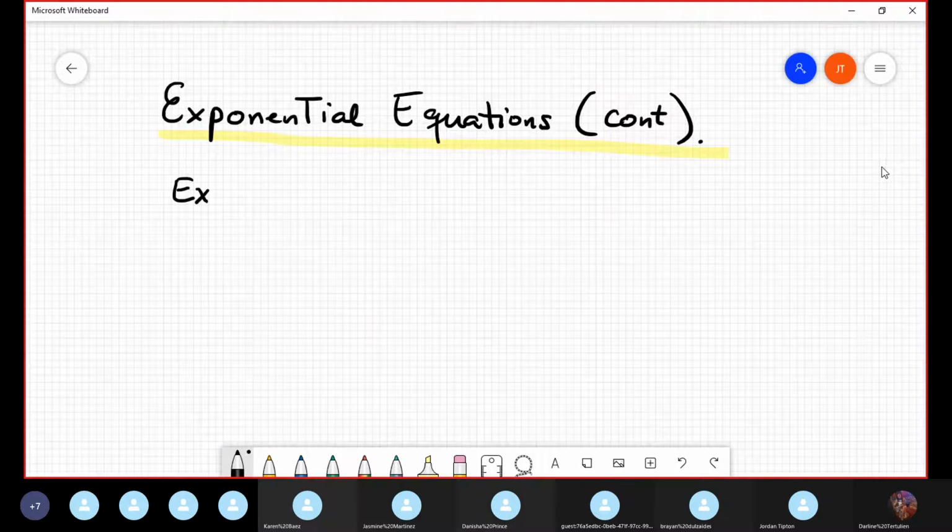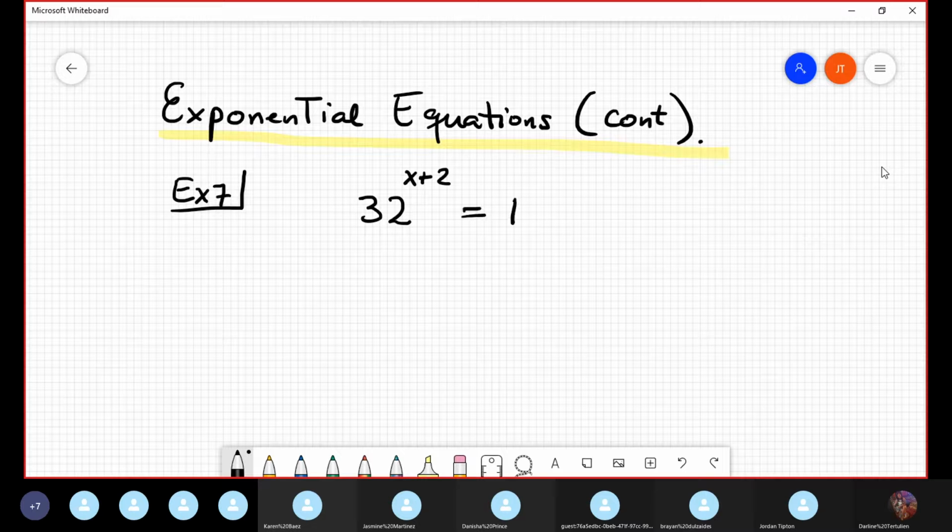Example 7, no? My paper at least is 7. I don't know if it's the continuation perfectly. 32 raised to x plus 2. Remember, this is the exponent. That is the reason I put it small in the top part. Equals 16 raised to the 2 minus x.